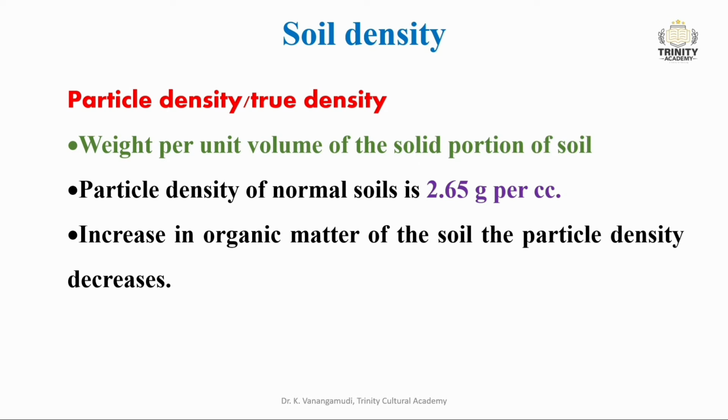In soil density, the first one is particle density, which is also known as true density. It refers to weight per unit volume of the solid portion of soil. Normal soil has a particle density of 2.65 gram per cubic centimeter. Particle density is higher in soils containing heavy minerals like magnetite, limonite, and hematite. Increase in organic matter in the soil results in decreased particle density.